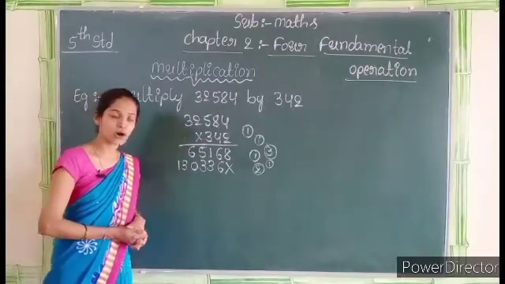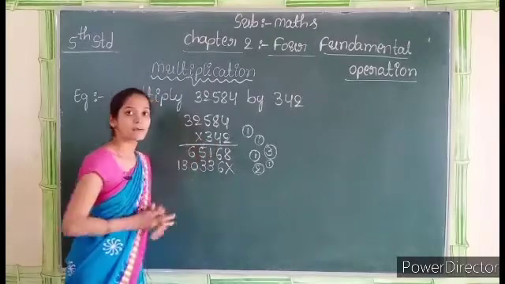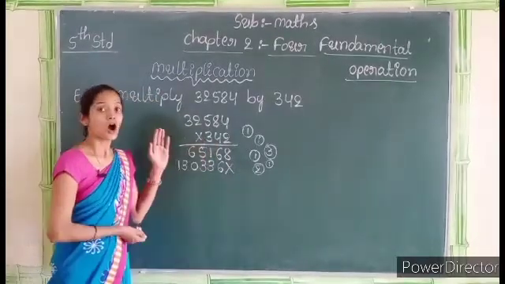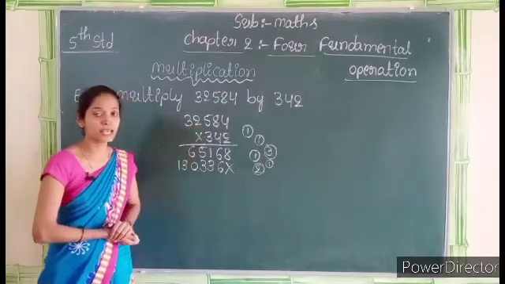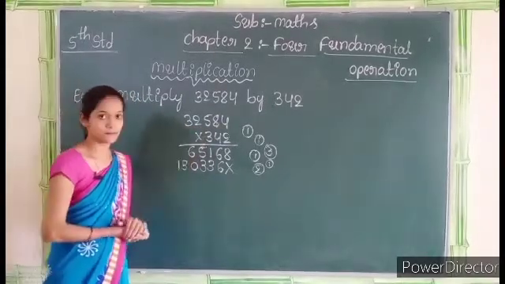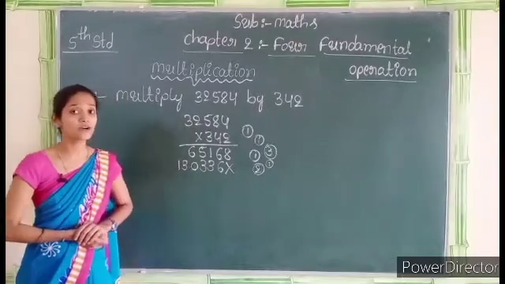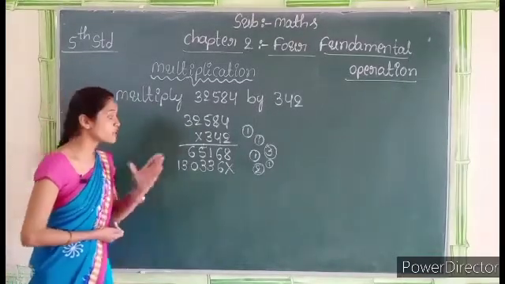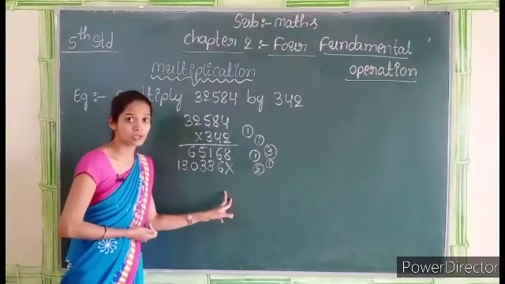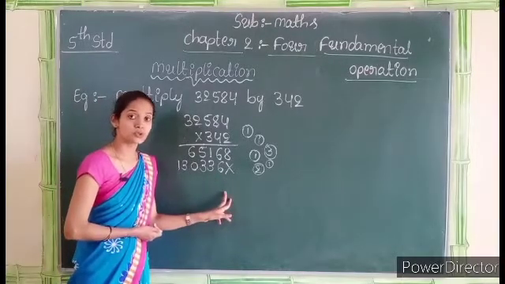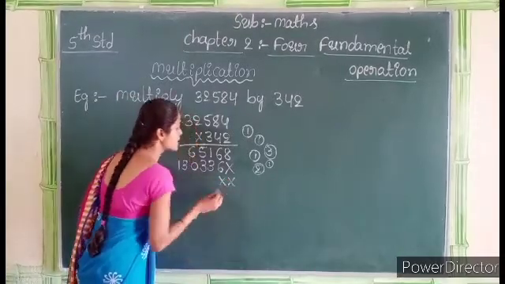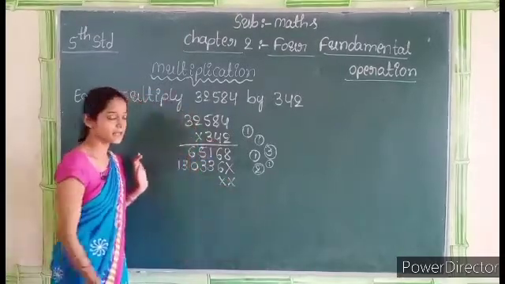Next we have to move on to the hundreds place multiplication. In the hundreds place we have 3. All these numbers should be multiplied by this 3. And in the hundreds place we have 2 zeros. Okay, then tell me how many zeros or crosses we have to put here? 2. 2 zeros or 2 crosses we have to put here. Let's start the multiplication by this 3.